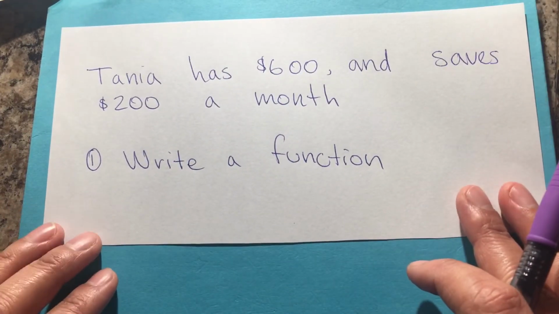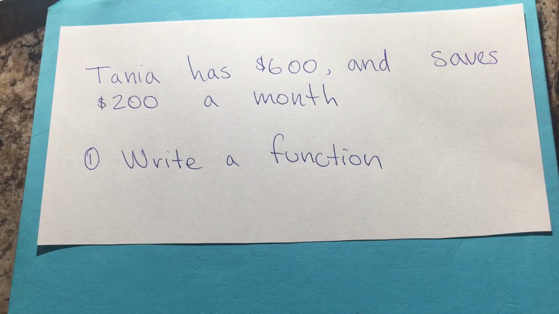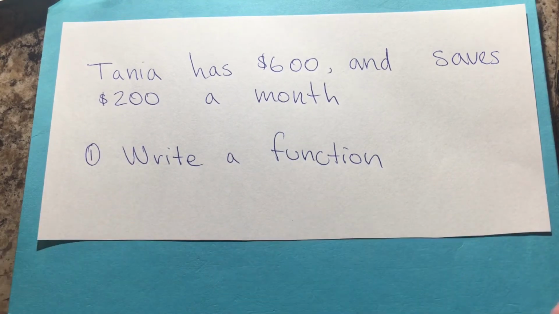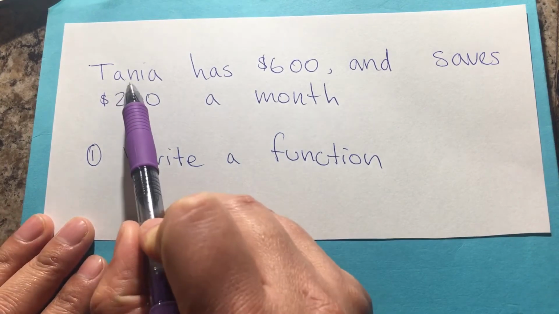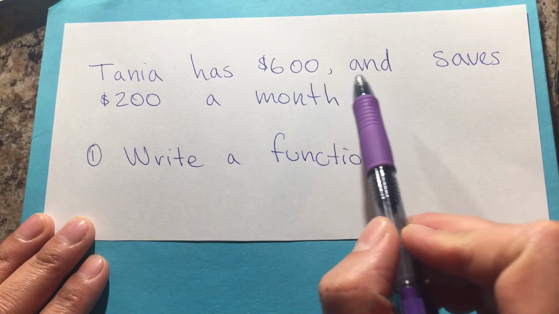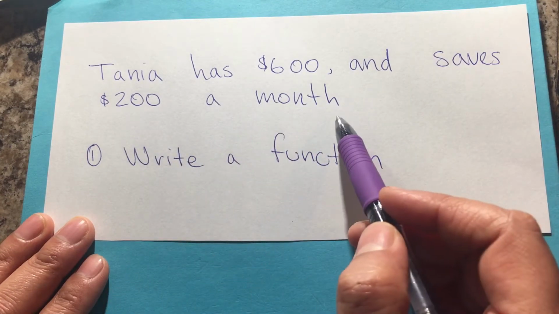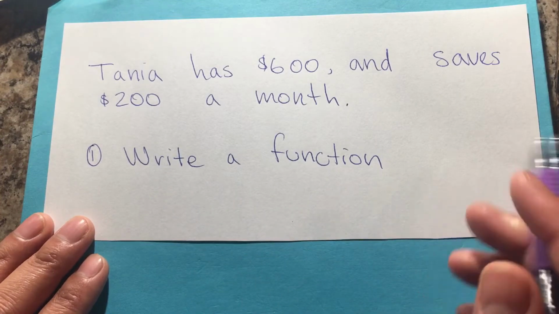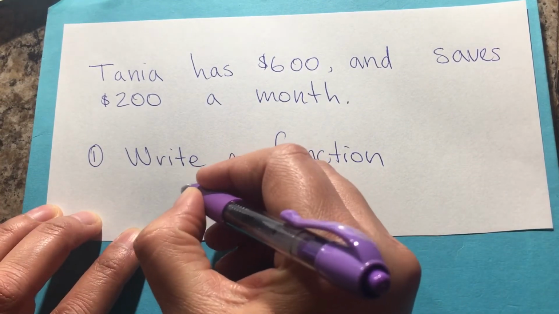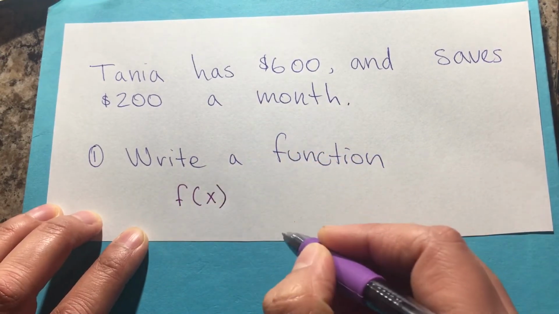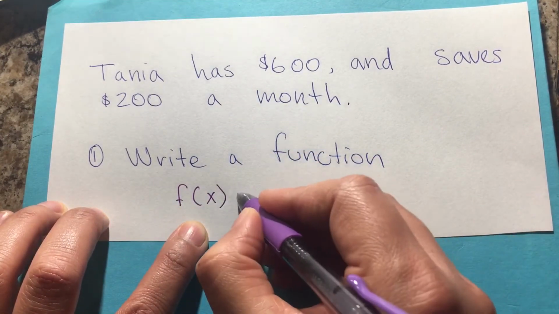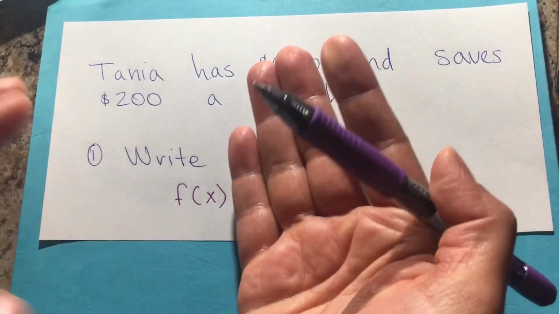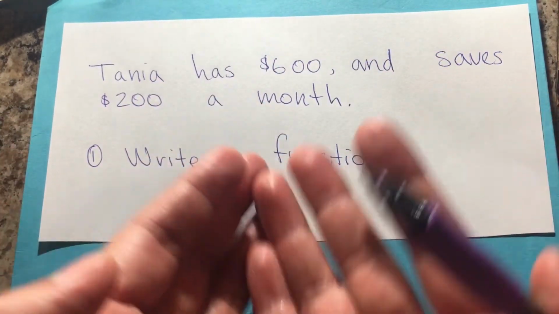In the previous lesson, we learned a little bit of what functions represent and the transformations of those functions. How are they being transformed? Here it says Tanya has $600 and saves $200 a month. Write a function. So here we're going to put f of x, which is everything that she usually does. F of x represents what she usually does.